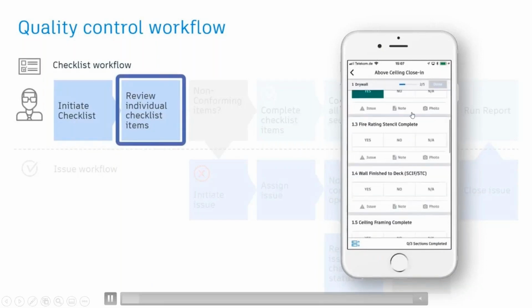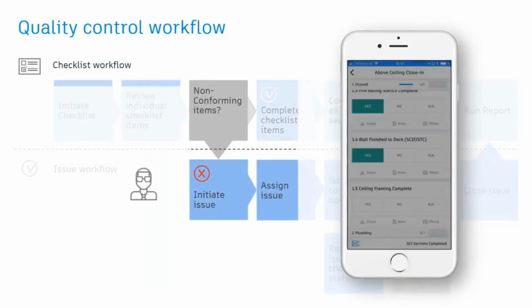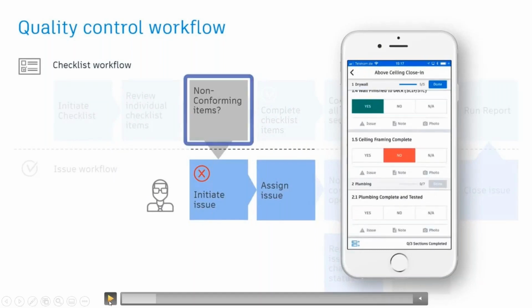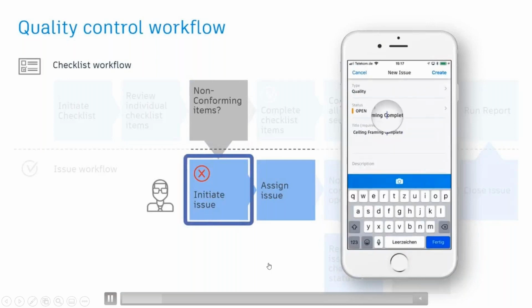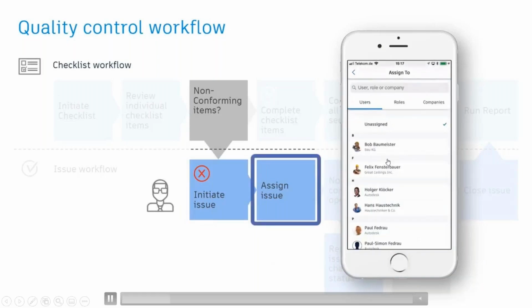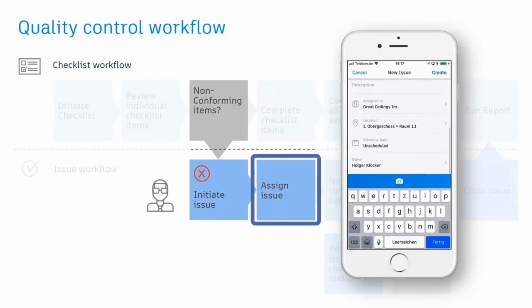Here they are reviewing the checklist, and if they find a problem in it, they can directly create an issue. This is a non-conforming activity that they want to notify to a concerned user. Once they notify the issue, it opens with the same content used in the checklist, and they can assign it to the user who is responsible for fixing it. Here the ceiling frame is incomplete, and they want to assign it to the concerned user. It can be assigned to a user, role, or company, along with a target date for them to complete the task.